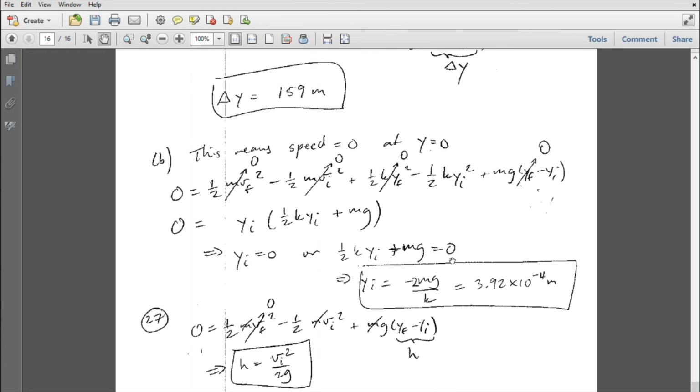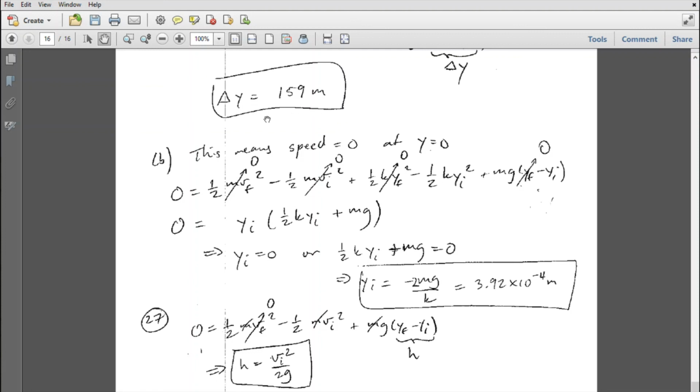Now we want to find out, if we push it down below a certain height, it will actually jump off. But if we only push it down a tiny bit, it won't jump off the spring. What's the minimum distance we can push it down to make it jump off the spring? So we're going to take initial to be that compressed distance, and that's going to be our unknown, and final to be it makes it to the equilibrium position, because if we push it down any more than that, it's going to go past the equilibrium position.